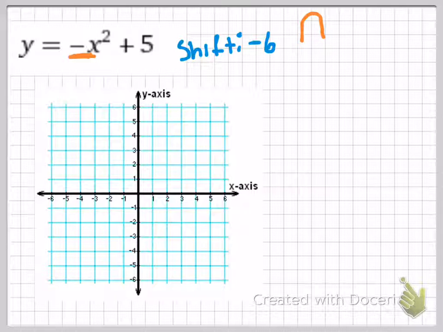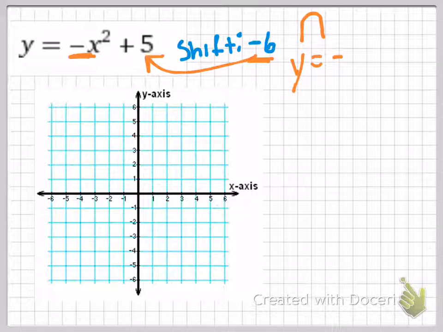If I take the -6 and apply it to my equation, I now get y equals negative x squared minus 1. And because I want to show you guys how to do this in the least number of steps, or just the bare minimum that you need on your paper, let's go ahead and use the x, y chart.